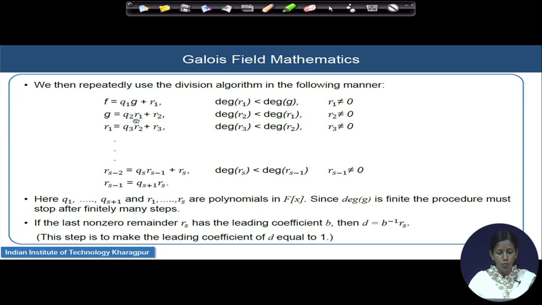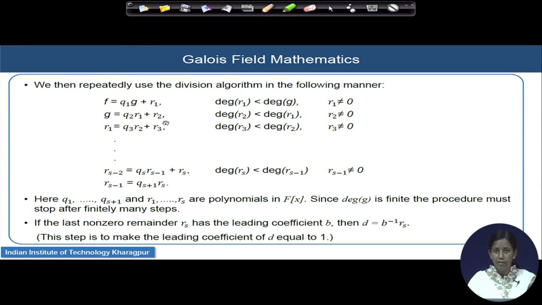g is equal to q2 r1 plus r2. Remember, in the first equation f, q1, g, r1 all are polynomials and all of them belong to the same field. Now we construct g as q2 r1 plus r2, where q2 and r2 also belong to the same field; these are polynomials and they belong to the same field F[x]. And again going the same way, r1 can be written as q3 r2 plus r3, where q3 and r3 both belong to the same field, and the degree of r3 is less than the degree of r2.